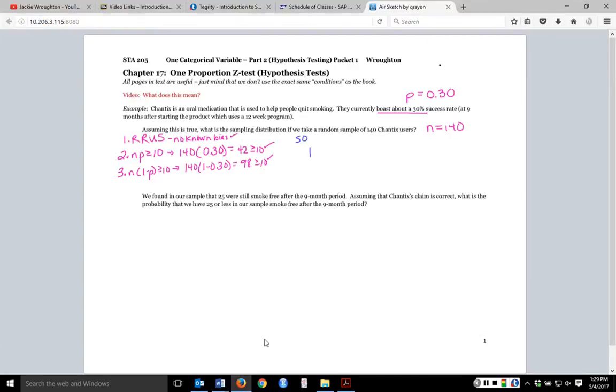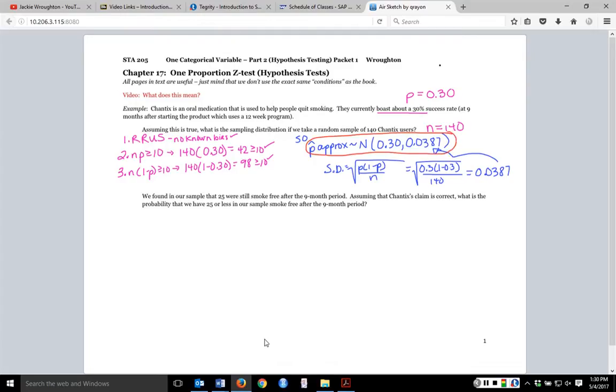Alright, so P hat will be approximately distributed normal, centered at 0.3. Have to do our math here to find our standard deviation. And we should get 0.0387. That's what's going to go up here for our standard deviation. So that's our overall answer to the question, even though we had to check this stuff to make sure we could actually say this.